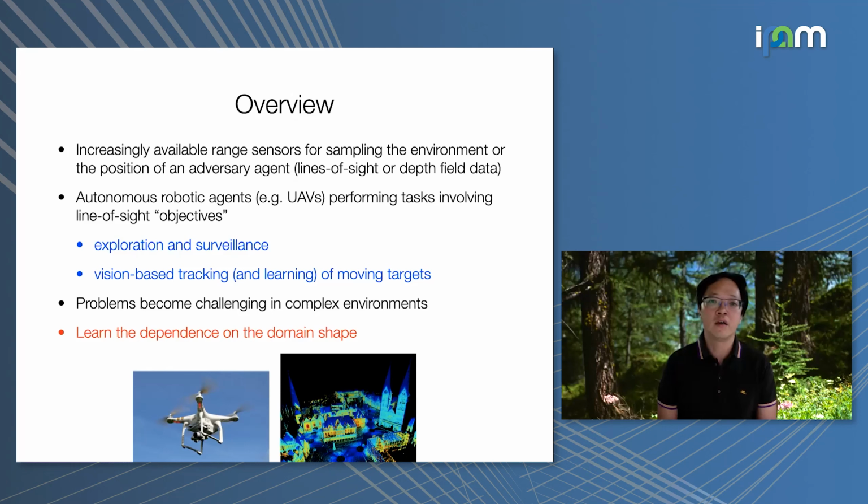And the targeted situation is, we imagine that there are autonomous robotic agents such as aerial or driving vehicles performing certain tasks that optimize for line of sight objectives. In particular, in this talk, I'm going to talk about two types. The first type we call exploration or surveillance problems. And the second type is to come up with an algorithm that provides vision-based tracking of moving targets. And possibly as you track, one can provide learning of the motions or the strategy of the targets.